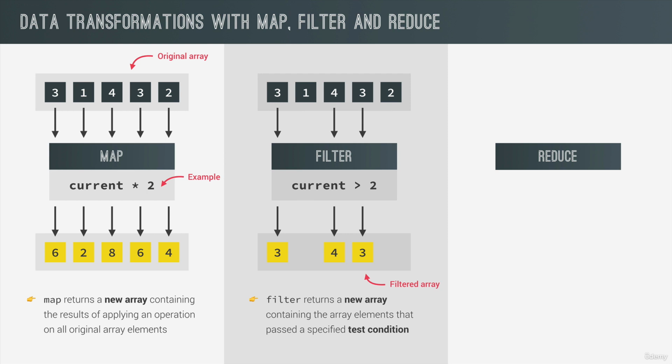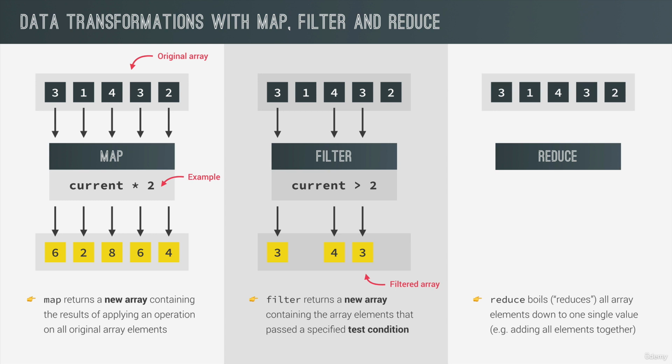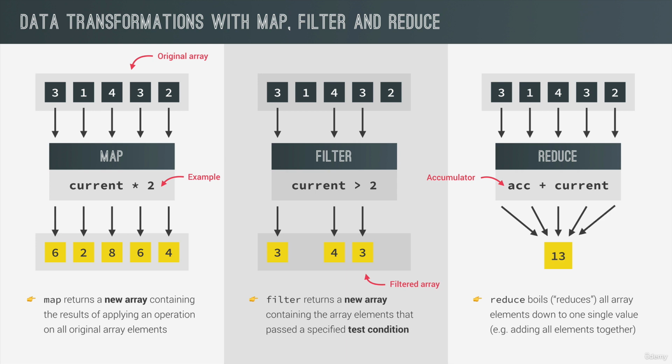And finally, there is also the reduce method, which we use to boil down all the elements of the original array into one single value. An example of this can be to add all the elements of an array together, but we can also do many other interesting things. So for the example of adding up all numbers in the array, we need to specify an operation like this one, where we have an accumulator variable. Then, as the reduce method loops over the array, it keeps adding the current element onto the accumulator until, at the end of the loop, we have the total sum of all the elements.